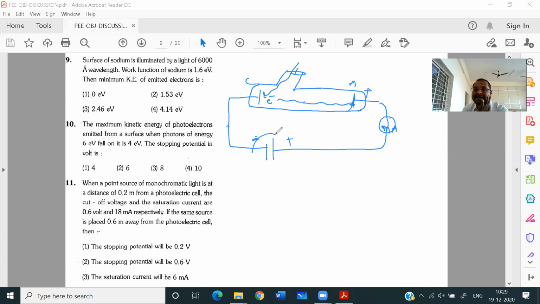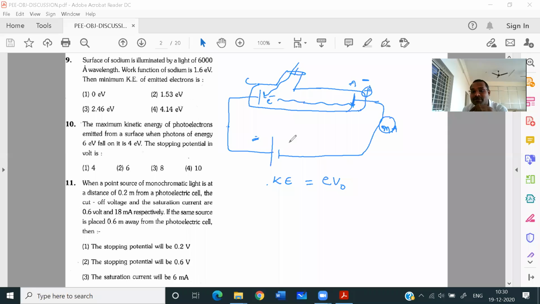Now if you reverse this battery like this, what will happen, Anna? Because the anode is becoming negative potential, the photoelectrons, whatever kinetic energy they come with, will be stopped by doing some work. Due to this, there is a stopping potential V naught. Got it? Did you remember that concept?